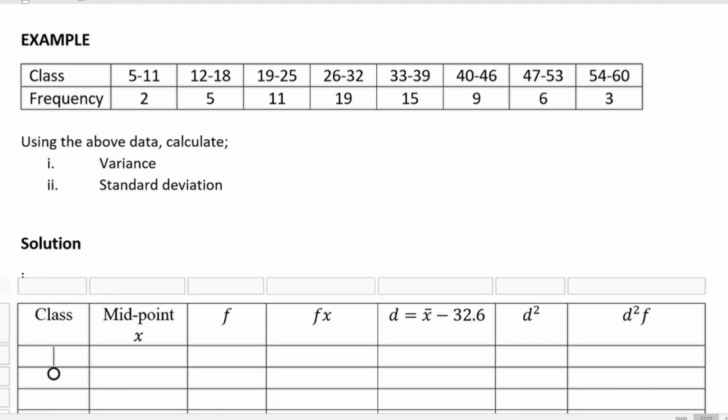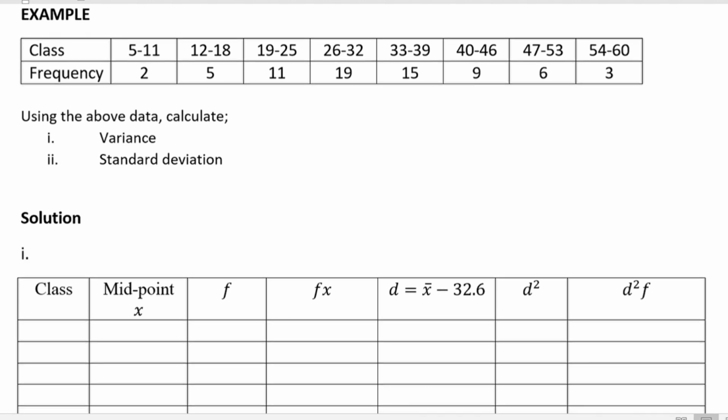We have been asked to calculate the variance and standard deviation for this grouped data. You can see we have classes here, 5 to 11, 12 to 18, all the way up to 54 to 60, and the corresponding frequencies. Now, starting the first question, for us to calculate variance, we first of all need the mean.